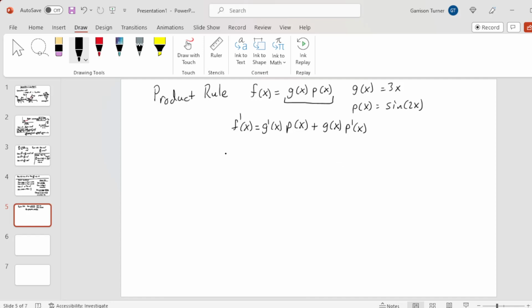Okay, so in this case, f prime of x would be g prime. The derivative of 3x is going to be 3 times the original function of p, and then I have my original function for g, and then I'm going to multiply that by the derivative of p. And the derivative of p is sine 2x times 2. I'm sorry, cos 2x times 2.